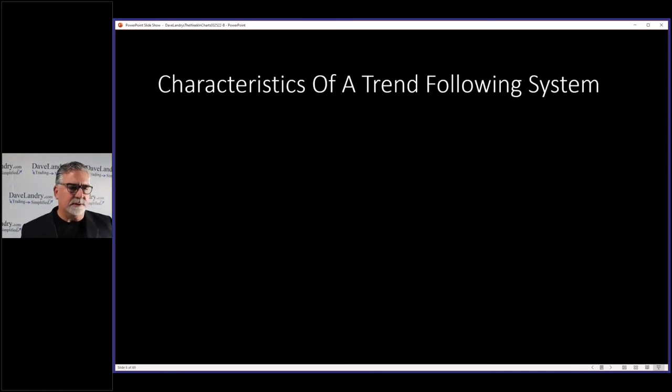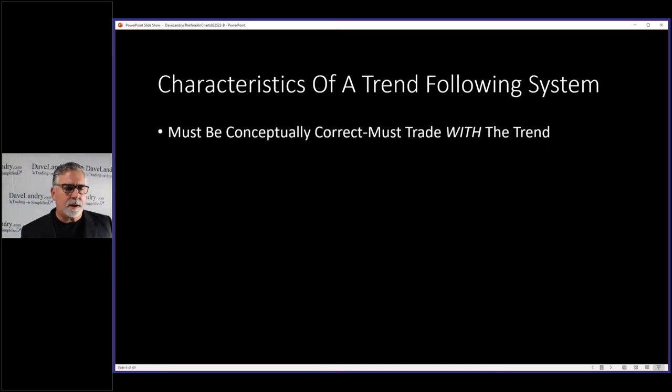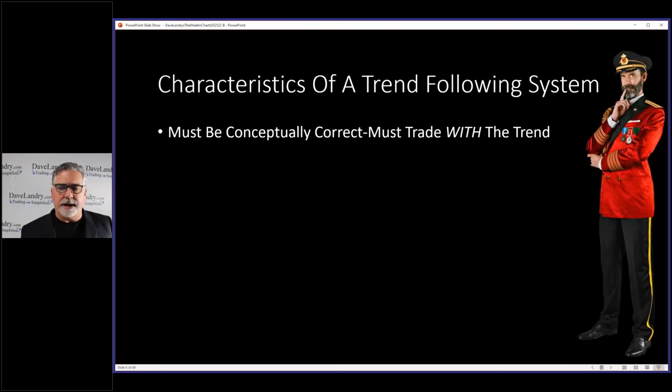All right, let's talk about some characteristics of a trend following system. At the last minute, I was thinking maybe I should have the word good in here. Well, it must be conceptually correct, and it must trade with the trend. Conceptually correct, as I've said 1,000 times, I borrow that term from Larry Connors. Every now and then, when I was doing a little programming and research and some consulting, I would come up with a system by accident, fat finger something or whatever, and it would work. But conceptually, we couldn't really prove why it actually worked. And Larry said, well, those types of systems we just toss out, see if there's anything to glean, but more often than not, if there's nothing logical, we just toss them out.